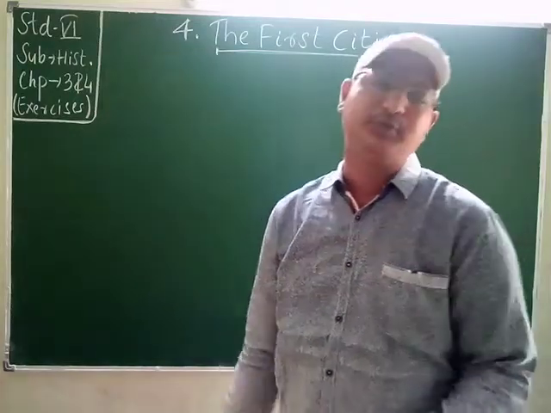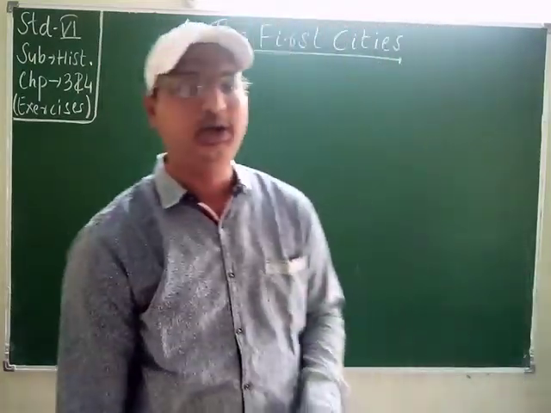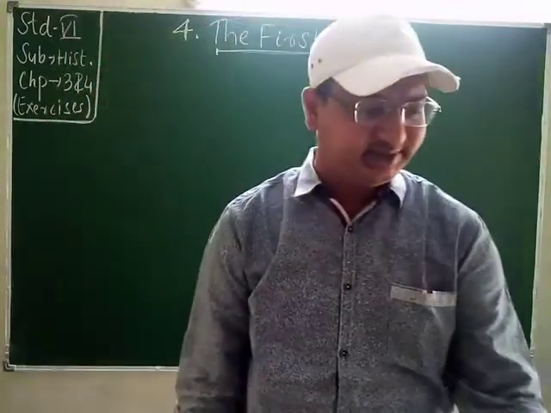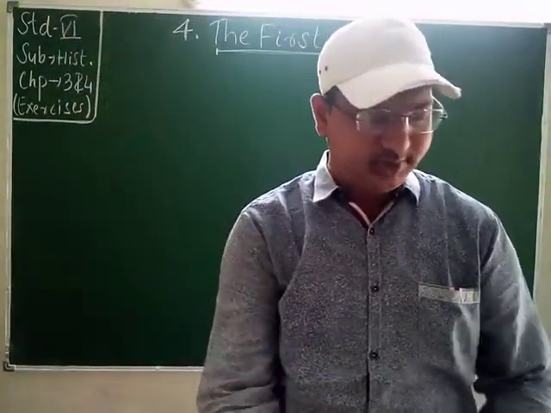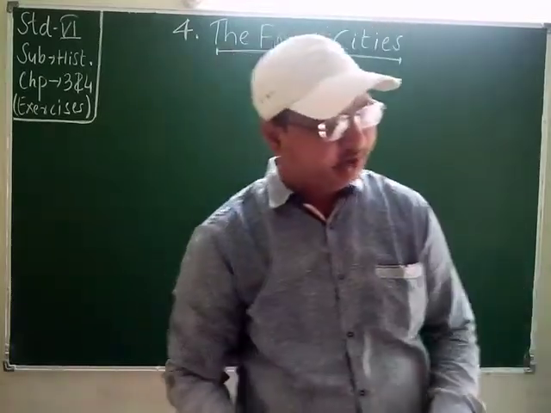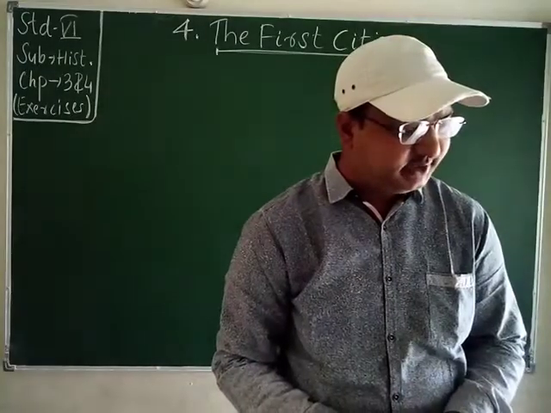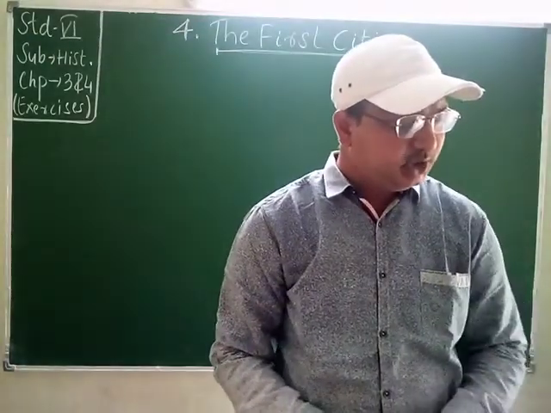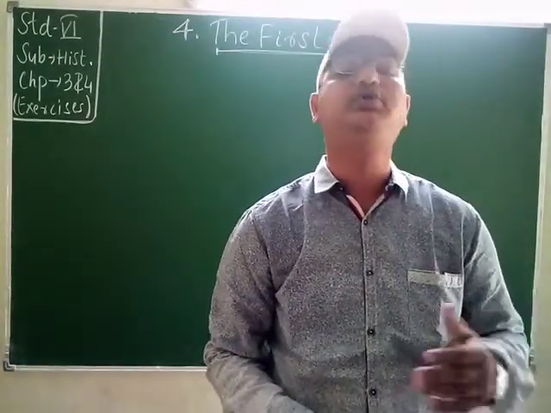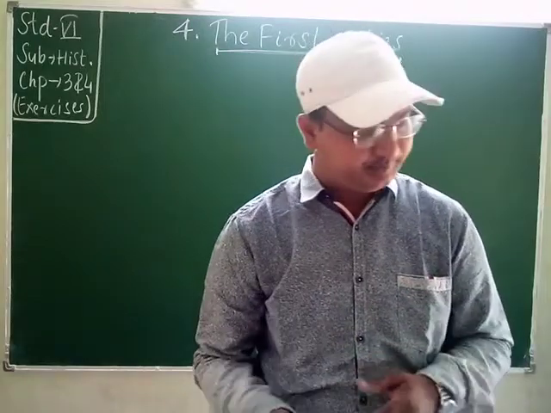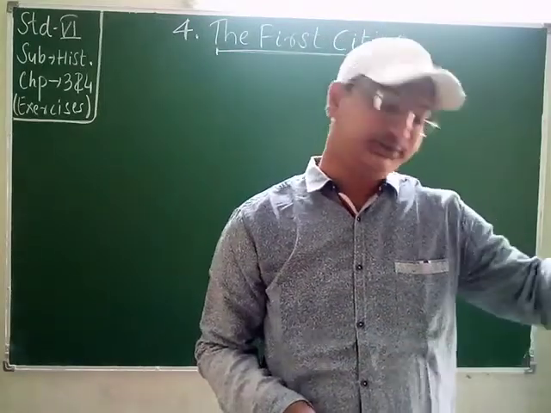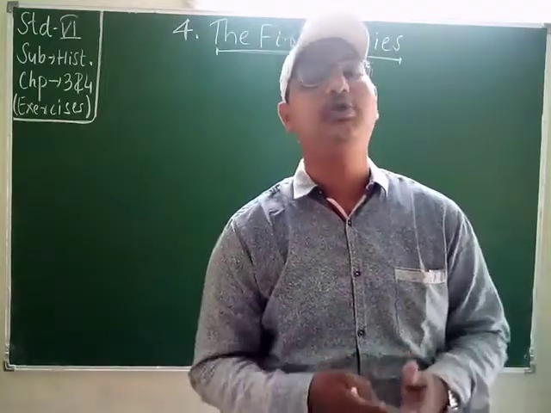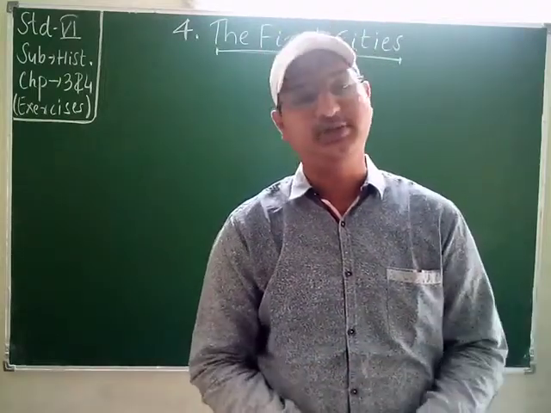Students, now we will move to chapter number 4, the first cities. In the exercises section, the first part is: use the following clues to do the crossword puzzle. There are some clues given across and some clues given down, and we have to join the words to make the crossword puzzle successful.